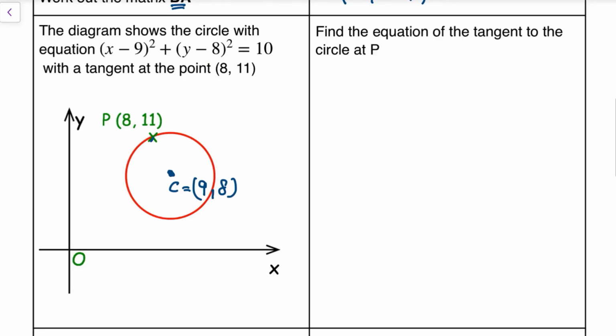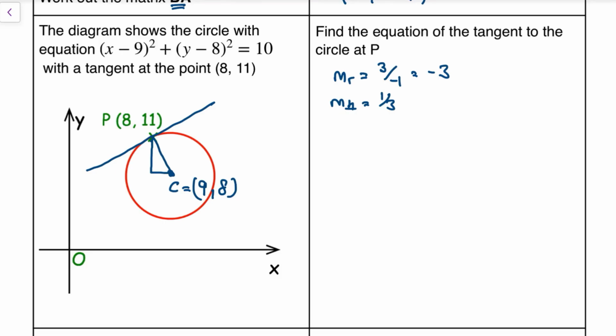Then what I need is the gradient of the radius, to get me from the centre to the point where I'm measuring my tangent. So in other words, I'm going from 8 to 11. Let's write this down. The gradient of the radius is from 8 to 11, which is 3, divided by 9 to 8, which is minus 1, which means the gradient of my radius is minus 3, which means the gradient of my tangent is going to be plus a third. Quick aside, if I draw my tangent on, you can't see the gradient, but you can see it's definitely a positive number, so I've definitely got at least that bit right.